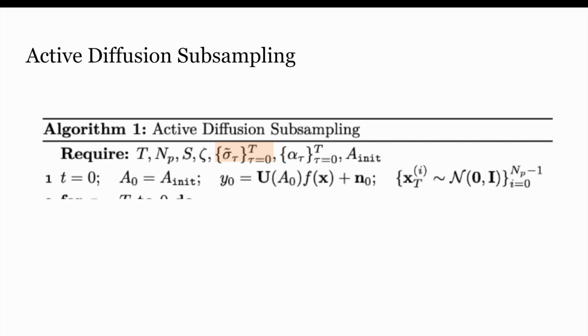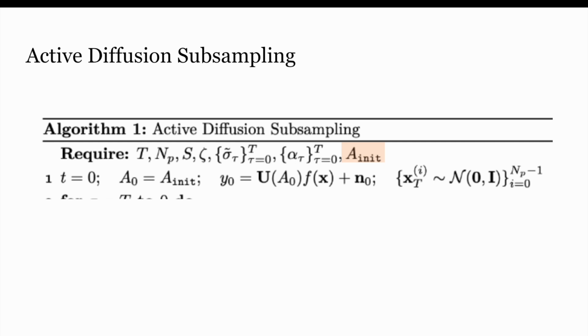Then we've got the variances, or standard deviation, of the noise that we add during the diffusion process for stochastic generation. Here we have our alphas, which are our signal rates, and our initial actions.